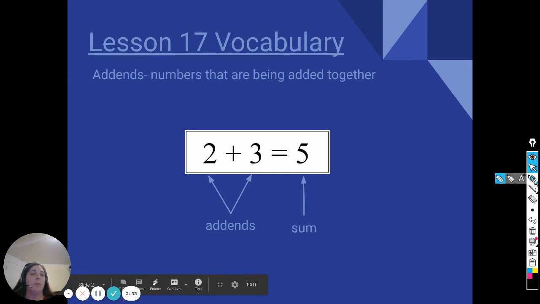First, we have a new vocabulary term. Our new vocabulary term is addends. Addends are the numbers that are being added together. So if you look in this example, 2 plus 3 equals 5. 2 and 3 would be the addends because those are the two numbers that we're adding together.